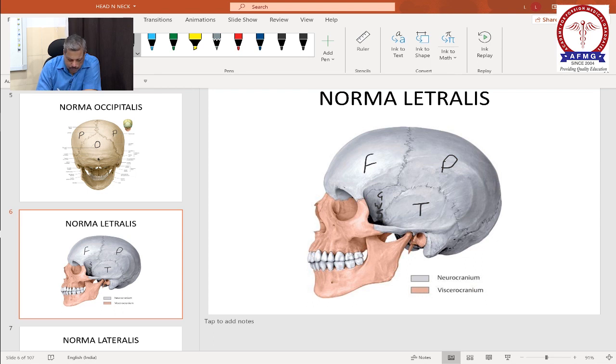So these four bones, they are meeting with each other by the help of an H-shaped suture. See, this is the H-shaped suture, more or less this is the H-shaped suture. So this meeting point of these four bones by the help of H-shaped suture, this is known as the pterion.